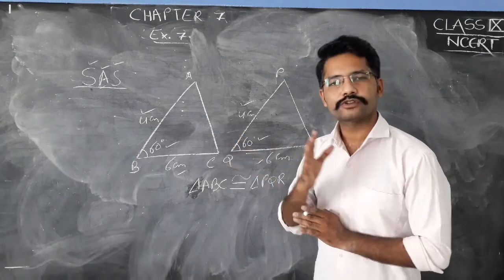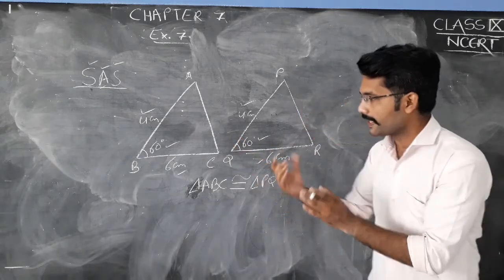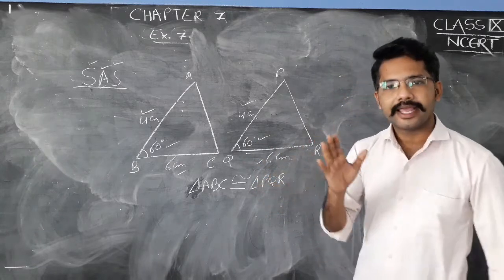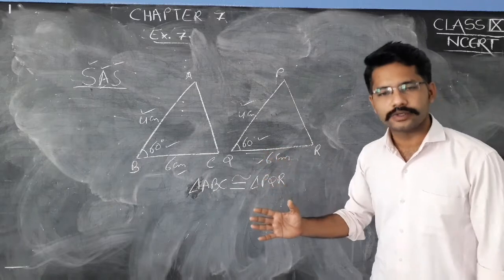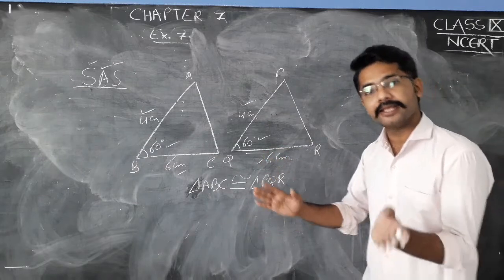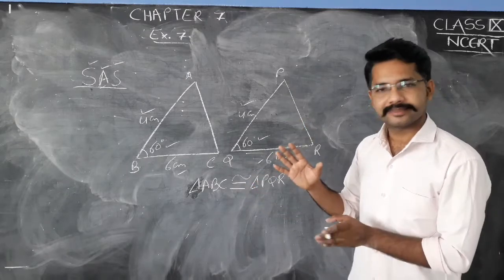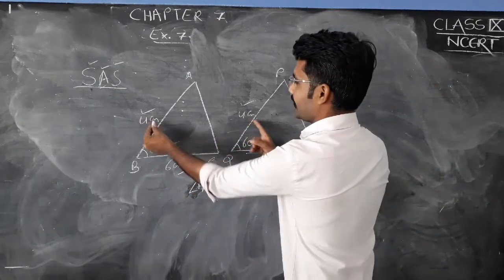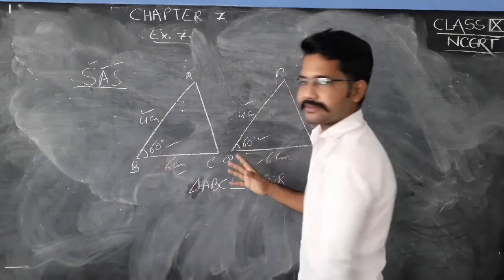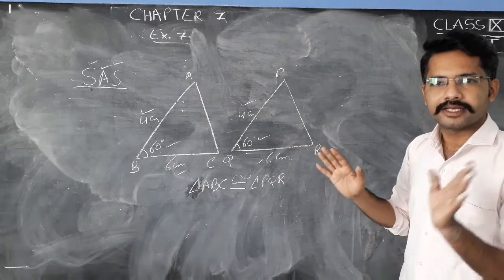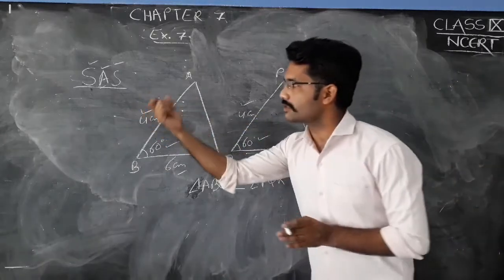A triangle has 3 sides and 3 angles. So if we have shown any 3 parts of 2 triangles equal, then we can say the remaining 3 things will also be equal. Here we have shown 2 sides and one angle, 3 things equal, so the remaining 3 things will also be equal. Is it clear? So this was the first one, side angle side.